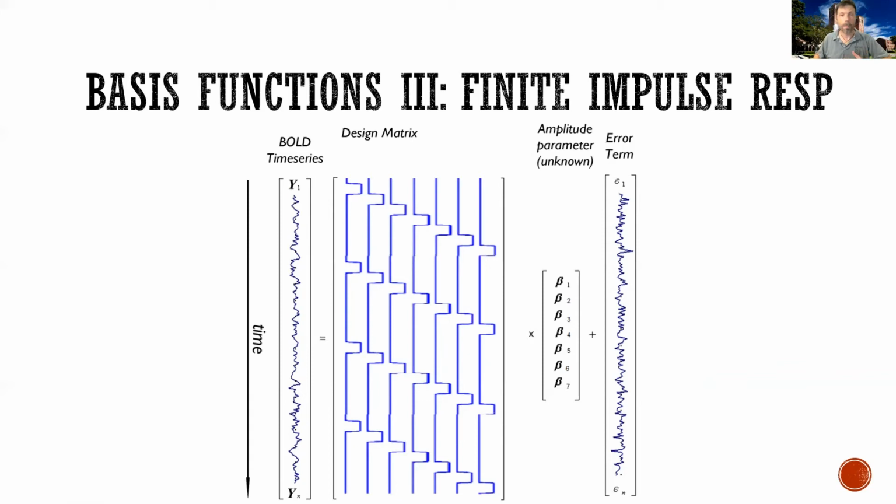However, the problem is that now we get 7 parameters, 1 per each of the regressors. So imagine that we do our task. What does it mean if the difference that we find between task A and task B is in the first, the third, and the 7th beta? What does that mean? It's not obvious to interpret.